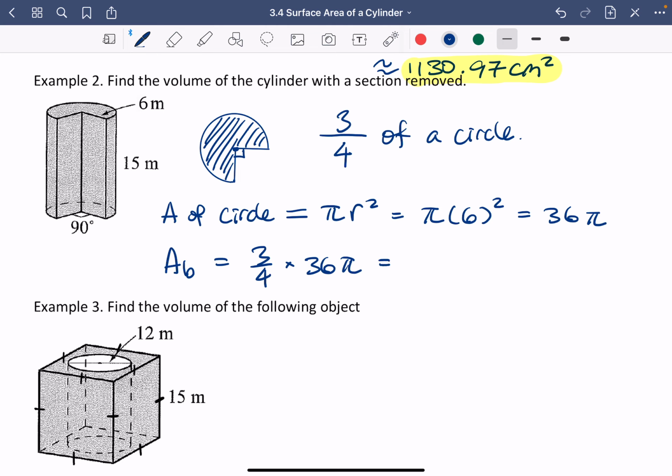And if you don't remember how to do your fractions, let's do it once again together. Times by 36 pi is the same as saying times by 36 pi over 1. And we can cancel the common factors. So 4 divided by 4 is 1, 36 divided by 4 is 9. And so what we have left is 3 times 9 pi, that's 27 pi. And on the denominator is just 1. So the area of the base is 27 pi.